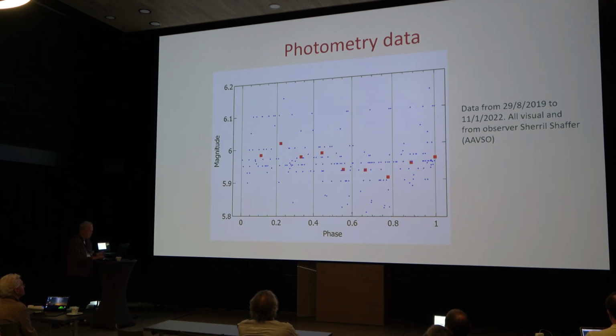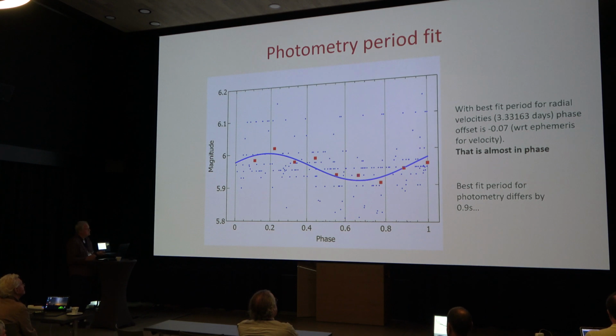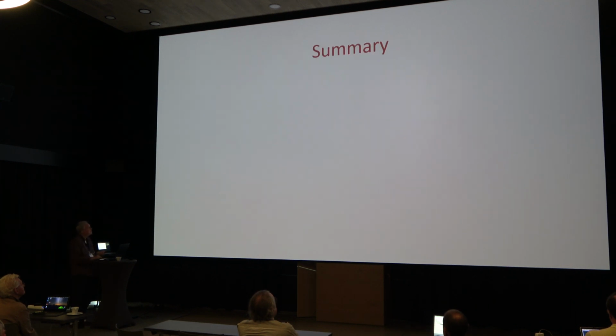And you can fit a sinusoid to this, and it is almost in phase with the radial velocities from the spectroscopy. Interestingly, the best fit period is also pretty bang on with the one I found. So I was again encouraged to see there's a link with the photometry here, which was very kindly supplied by this courageous observer who observed this star over a two-year period.